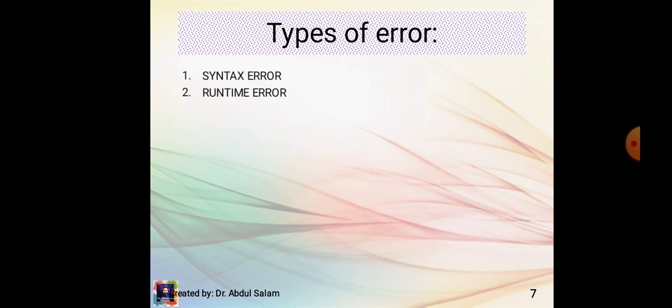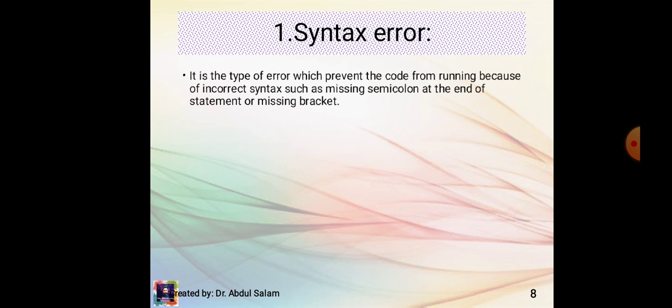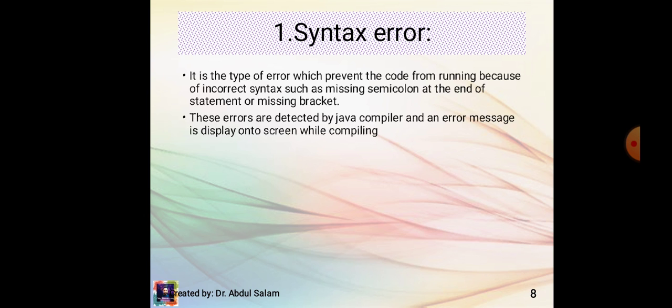Here are some types of errors: syntax error, runtime error, logical error. Number one is syntax error. It is the type of error which prevents the code from running because of incorrect syntax, such as a missing semicolon at the end of the statement or missing brackets. These errors are detected by the Java compiler and an error message is displayed on the screen while compiling. It is also known as compile time error.